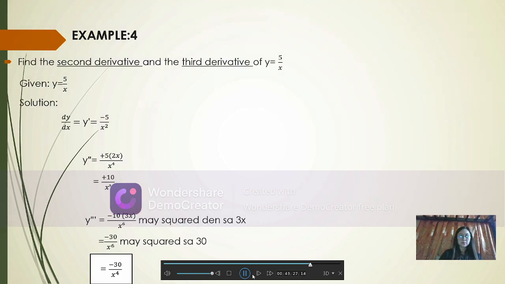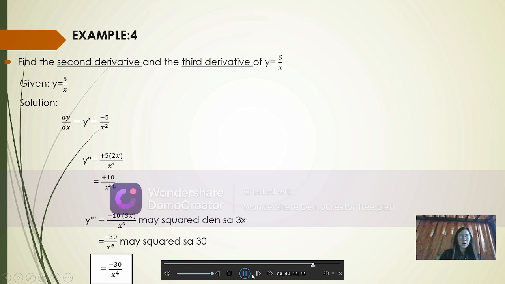So, example number 4. Find the second derivative and the third derivative of y is equal to 5 over x. So, given natin is y is equal to 5 over x. Solution. dy over dx is equal to y prime is equal to negative 5 over x squared. So, second derivative is equal to plus 5 times 2x over x to the fourth power. So, magiging plus 10. Kasi pinag-times natin yung 5 and yung 2 na to.